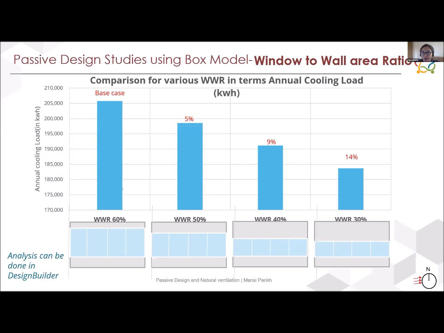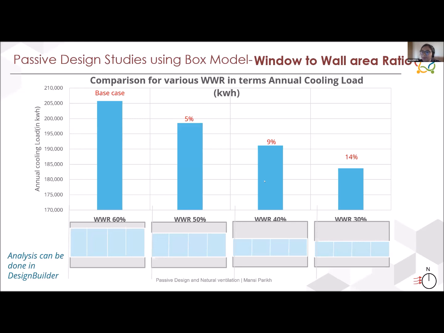Yashima, can we launch the poll? Yes. All right, next poll is, as per the graph on the screen, which is the most energy efficient window to wall ratio for the building? And the options are 60%, 50%, 40%, and 30%.